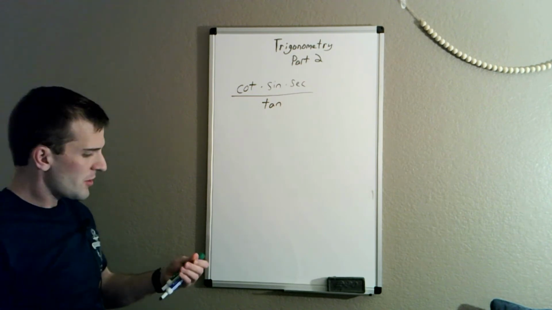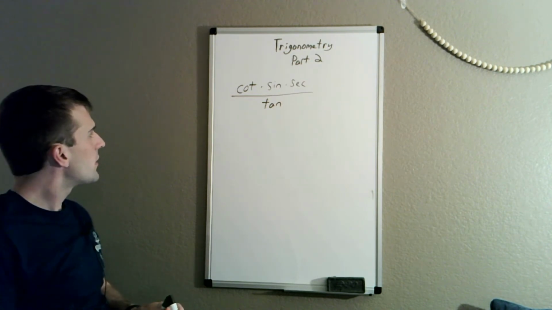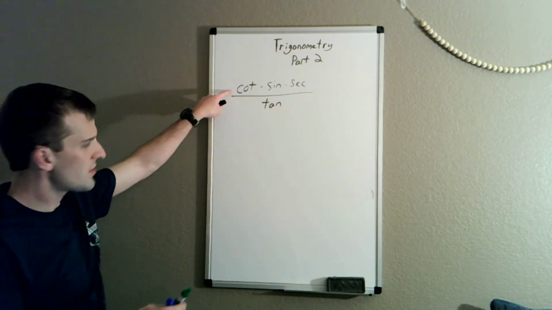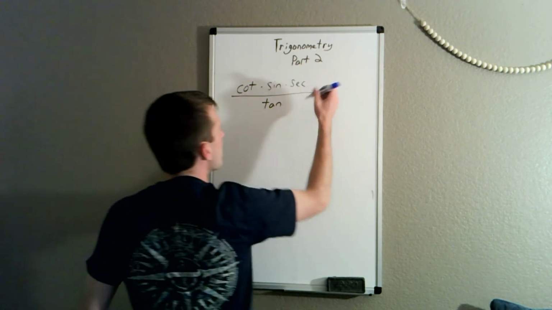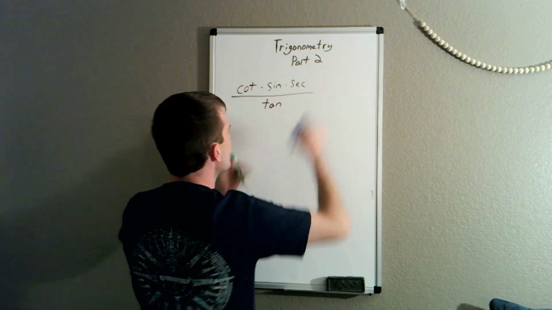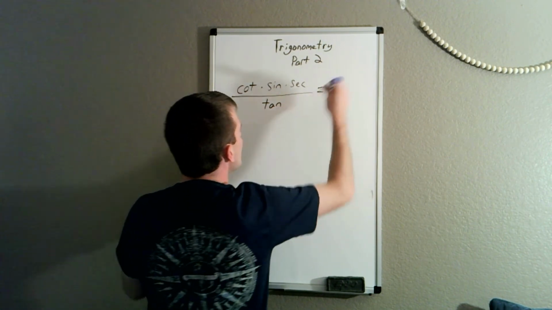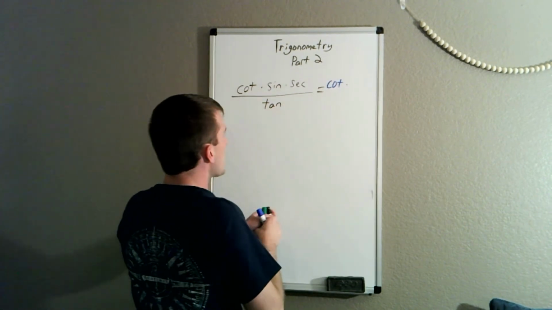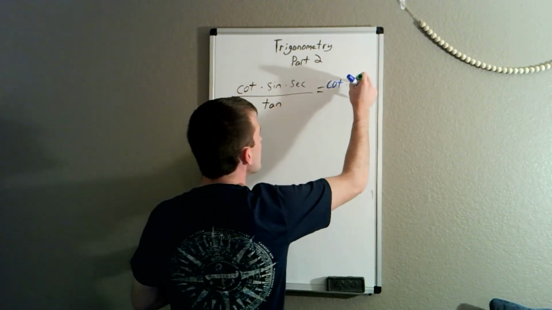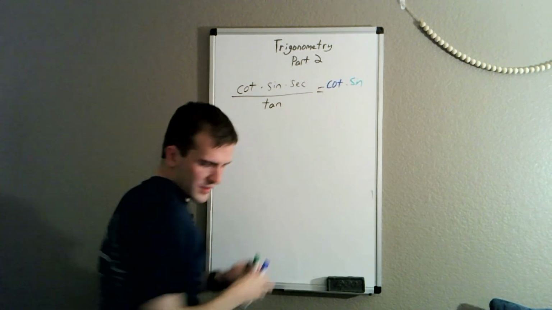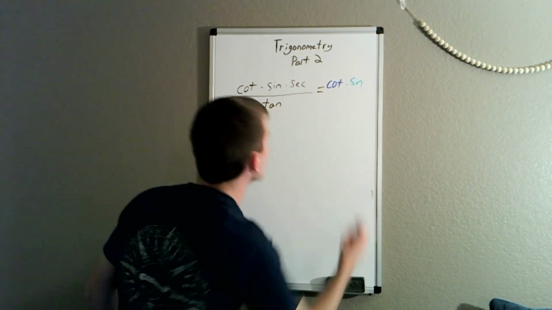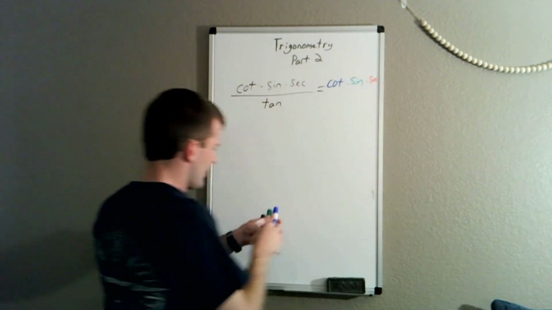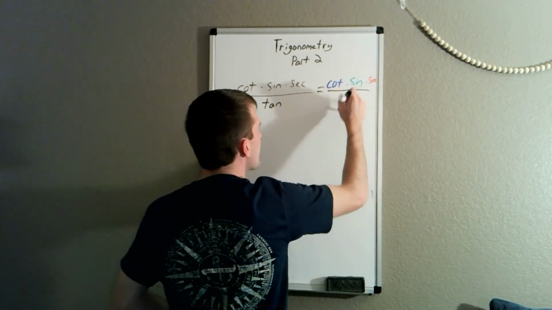So I'm going to split it up by color again, just so that we can see each of the pieces. So cotangent, actually I'll rewrite it with the colors. So cotangent I'll write in blue. Sine I will write in green. Secant I will write in red. And tangent I'll keep in black.